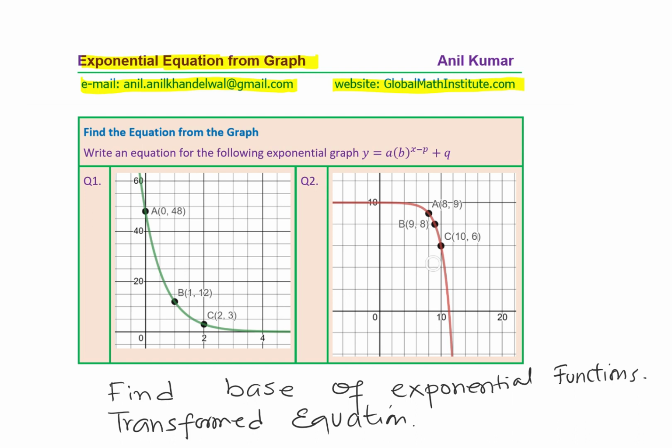Now in each graph we are given 3 points. But how many variables are there to be found? We need to find the values of a, b, p, and q. So we need to find four values, right? To find four values, it is good practice to first analyze the given information, especially two things, and that is check the horizontal asymptote, right? This horizontal asymptote gives you the value of q. So q is equal to the value of the horizontal asymptote.